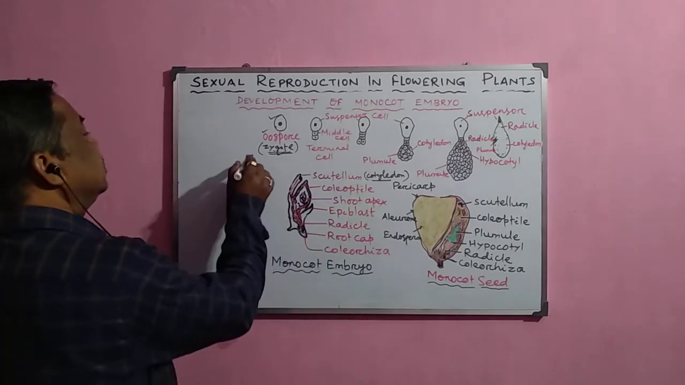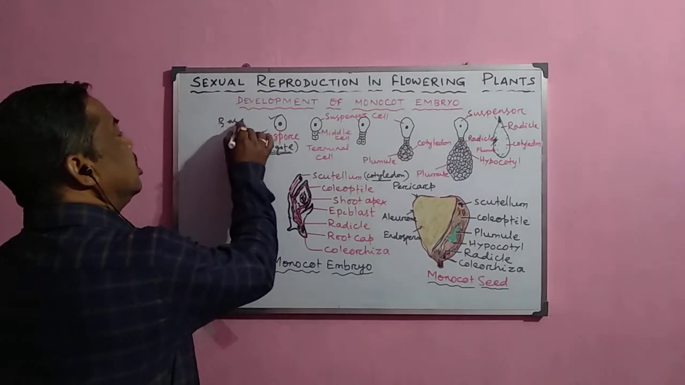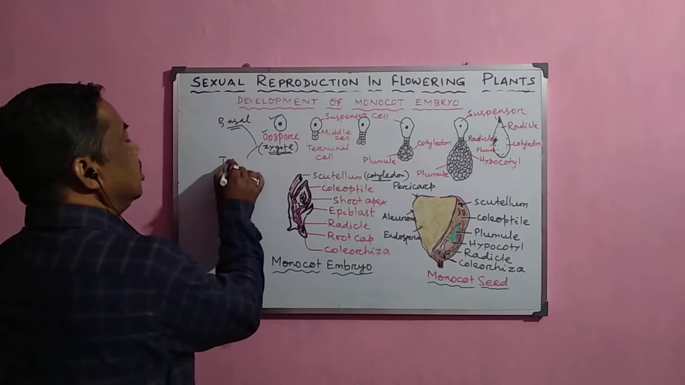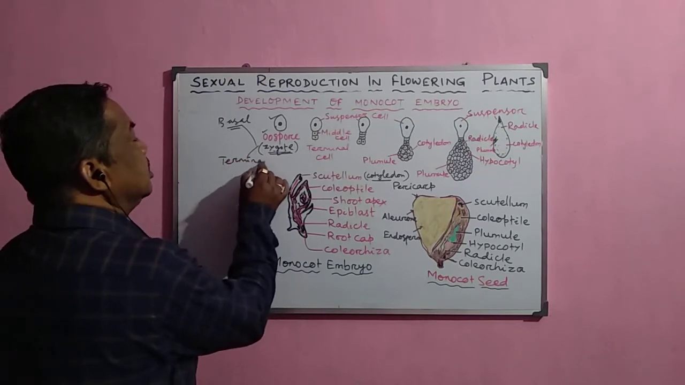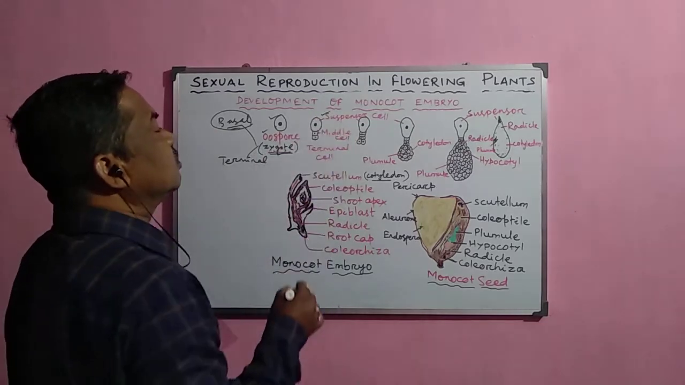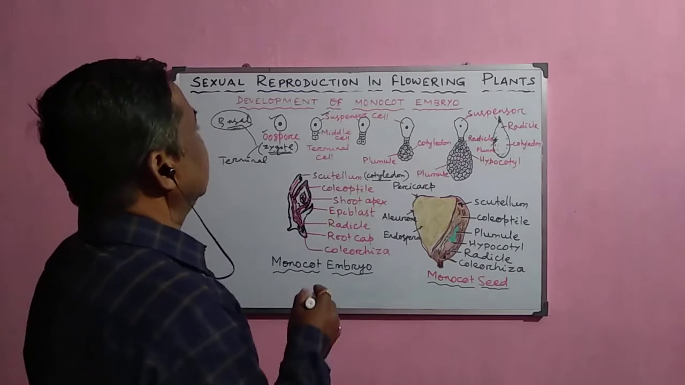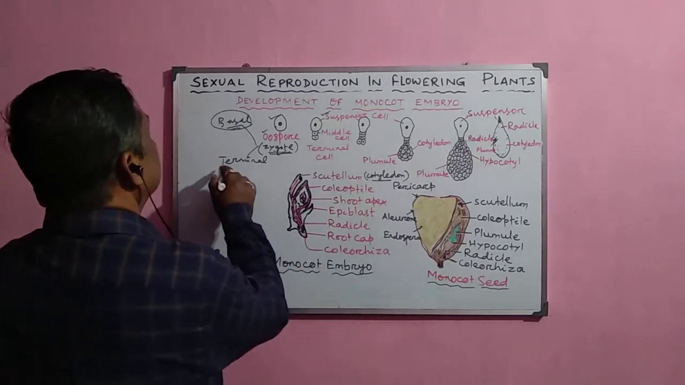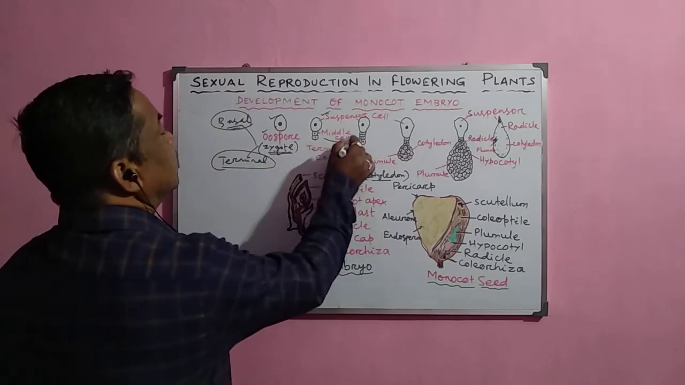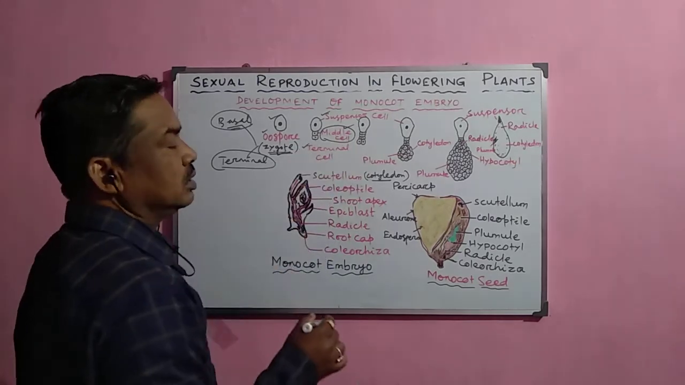Now here, in case of a monocot plant, the oospore or the zygote divides into two cells: one is the basal cell and another is the terminal cell. The basal cell develops into the suspensor cell, which later on forms the haustorium. Next, the lower one, the terminal cell, divides into two. One is the middle cell and another remains as the terminal cell.